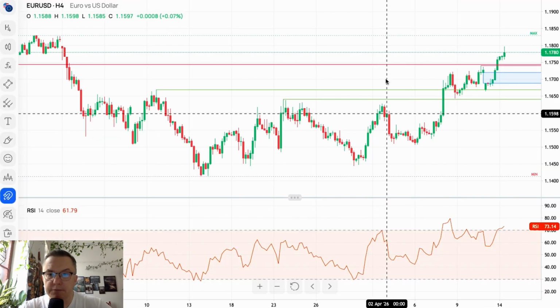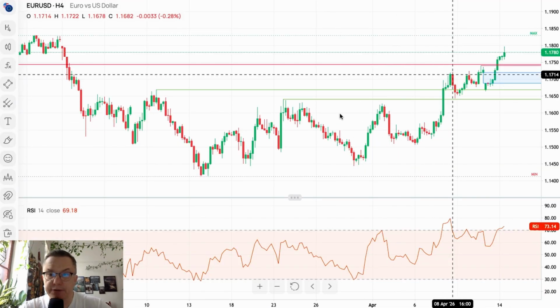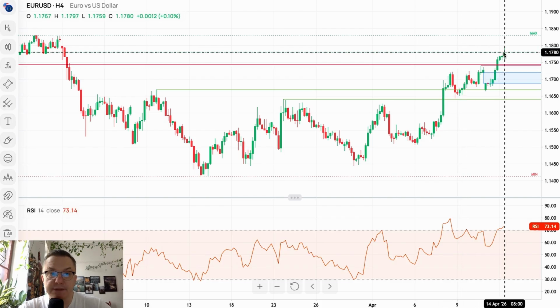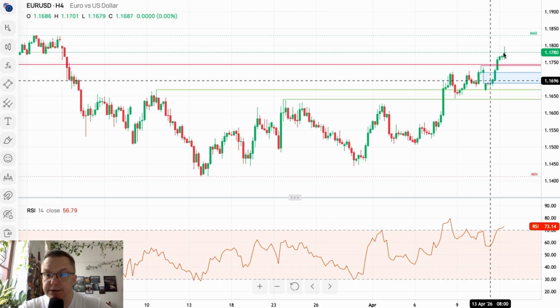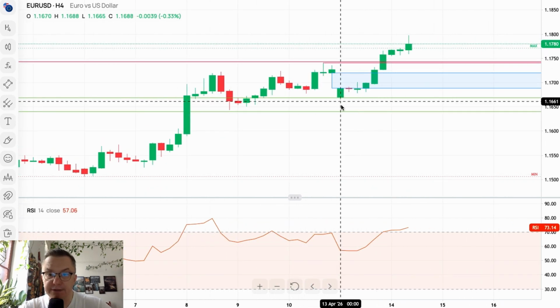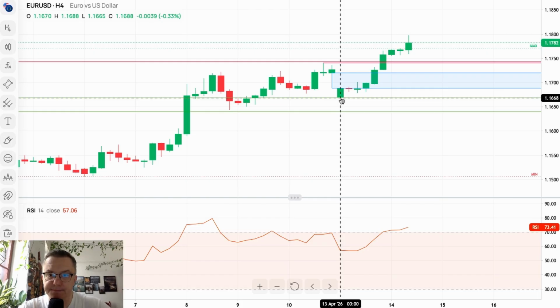So the euro dollar breaks above the very important level of 1.1740. As you can see, we are at the highs of the day, 1.1797. Gap is totally filled, right? So the gap is filled. Technical support at 1.1668 has been tested.